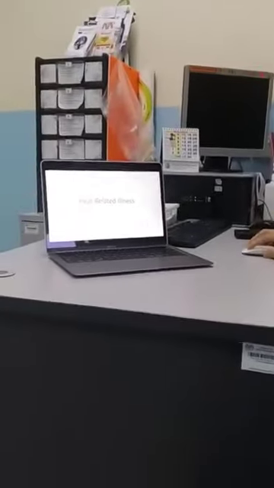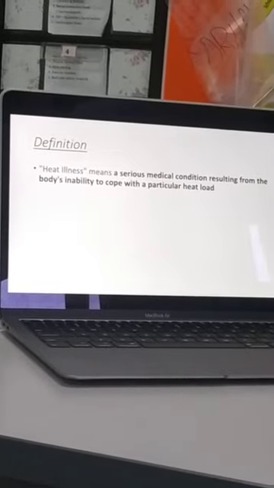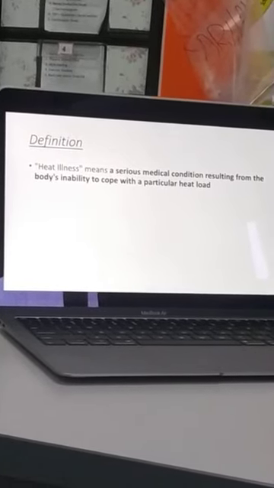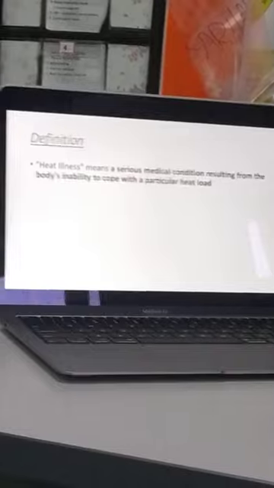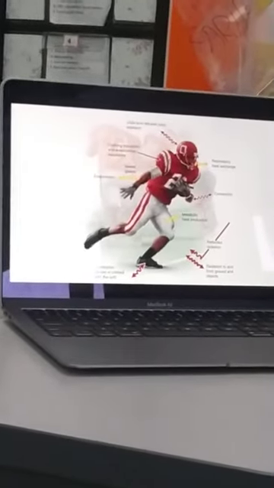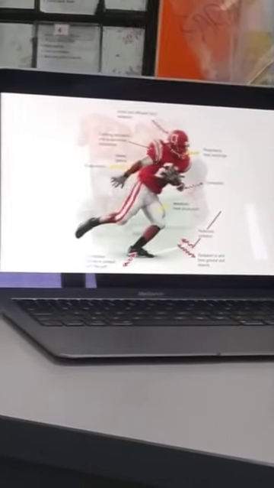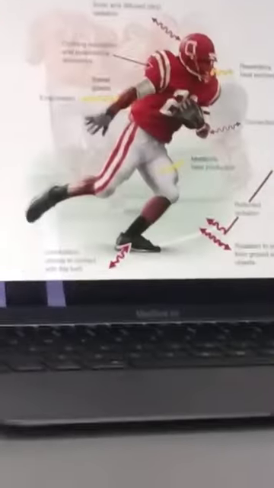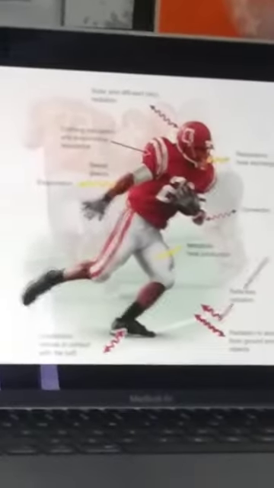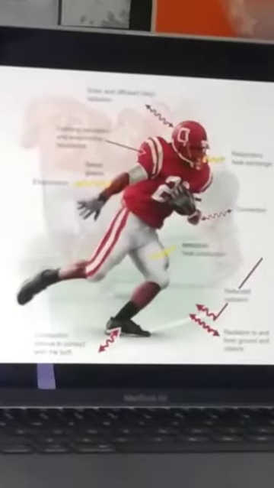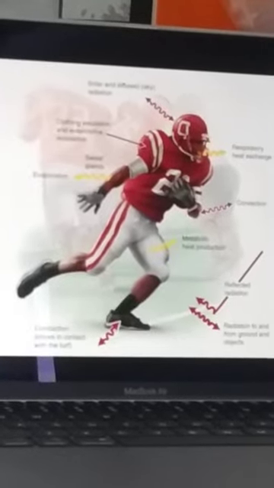So today I will be presenting about heat-related illness. By definition, heat-related illness is a serious medical condition resulting from the body's inability to cope with a particular heat load. So this is the diagram. We can say the pathophysiology, the physiology of heat illness, I mean the heat transfer to the surrounding environment.